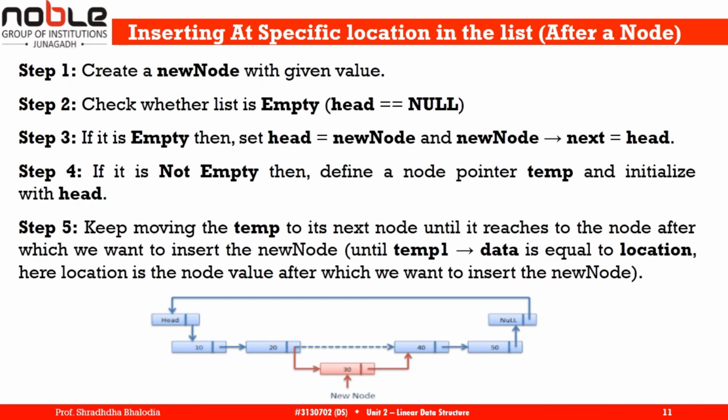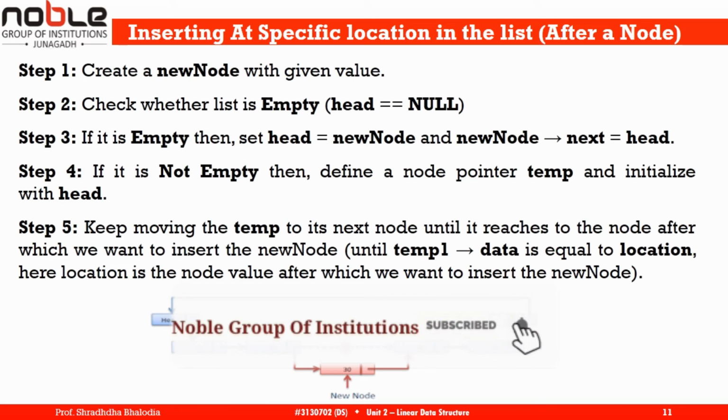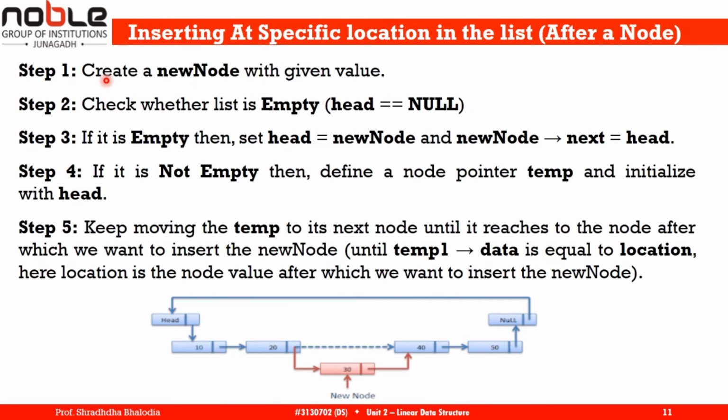Now we move forward to inserting at a specific location in the list. It means after a specific location we need to add one new element in the circular list. The first step is common: create a new node with the given value. The second is also common: check whether the list is empty by using head is equal to null. If it is empty, then set head equal to the new node and the new node's next equal to head. If it is not empty, then define a node pointer temporary and initialize it with head.